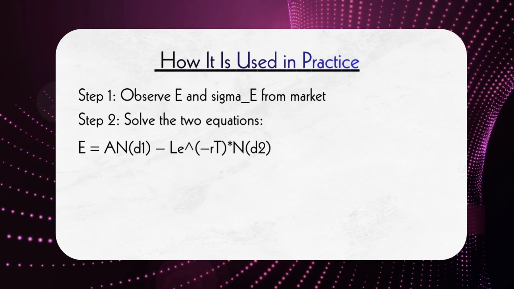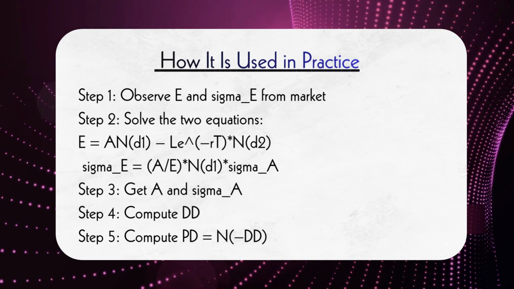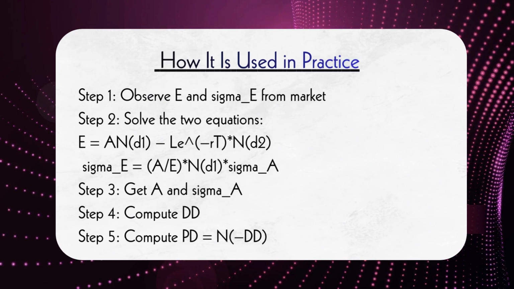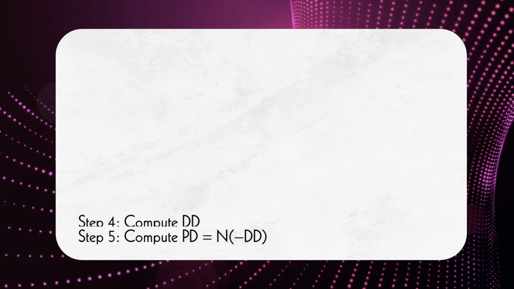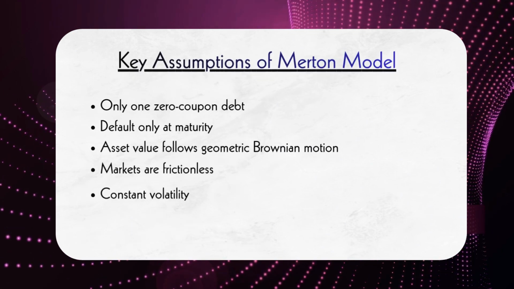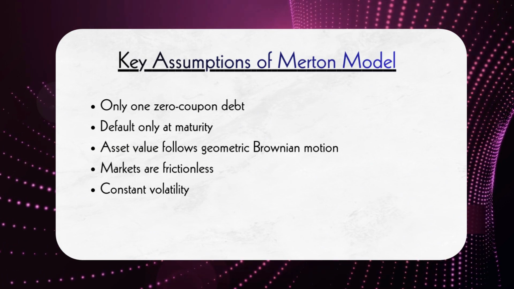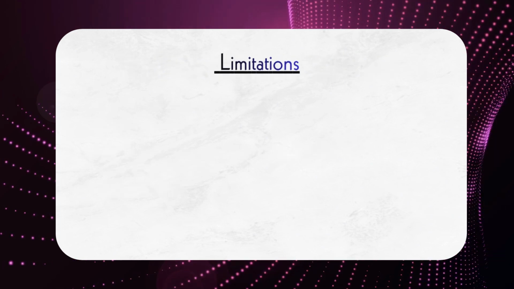The step-by-step process in practice is, first, observe market equity value and equity volatility. Second, solve the two equations to find asset value and asset volatility. Third, compute distance to default. And finally, compute probability of default. The model assumes a single zero coupon debt, default only at maturity, asset value follows geometric Brownian motion, markets are frictionless, and volatility is constant.